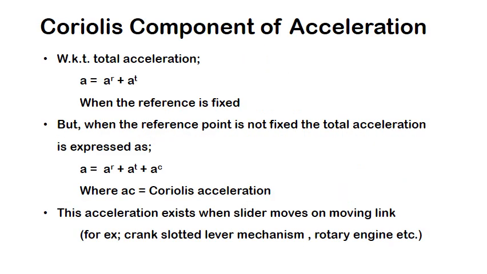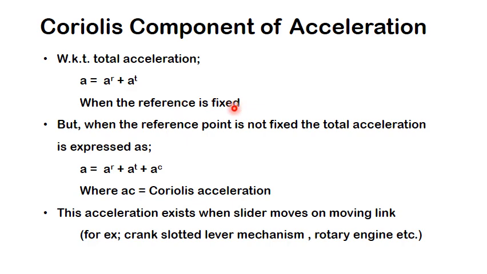Coriolis acceleration component means normally if any acceleration is measured with respect to any fixed point, I mean any stationary point, that acceleration or that particular link will be having two types of acceleration. One is radial acceleration, another is tangential acceleration. This we already know. The radial component of the acceleration acts along the link. The tangential component of the acceleration acts perpendicular to the link.